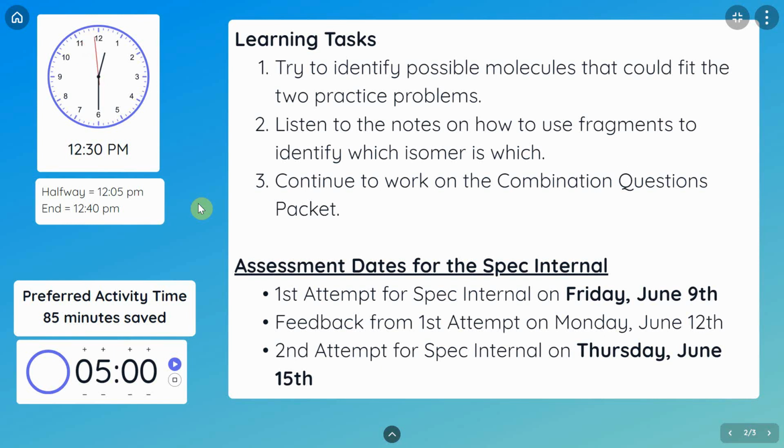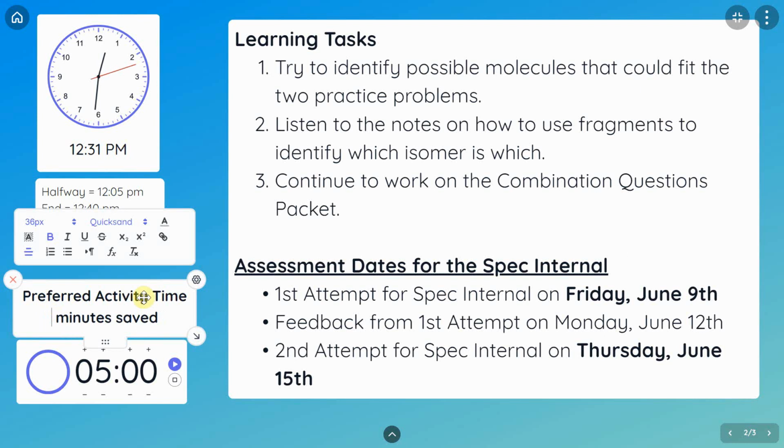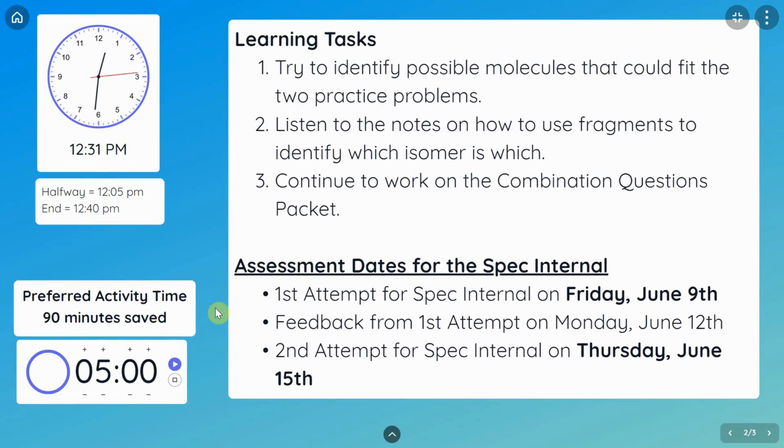Cool. All right, feel free to have some practice. You guys have 10 minutes left. Do you guys want to use preferred activity time at all today? Or you just want to save it? Save it? All right, cool. So you're up to 90 minutes now. All right, cool. Got some work done.